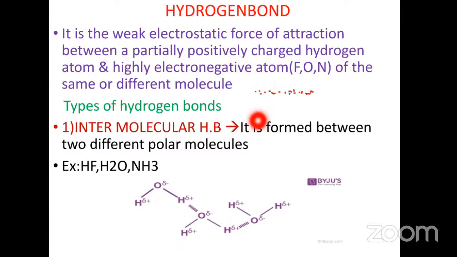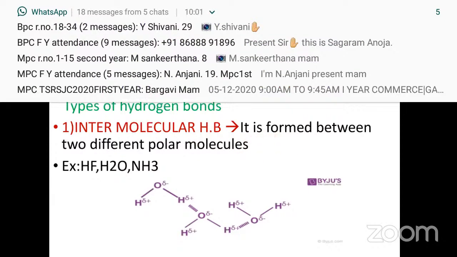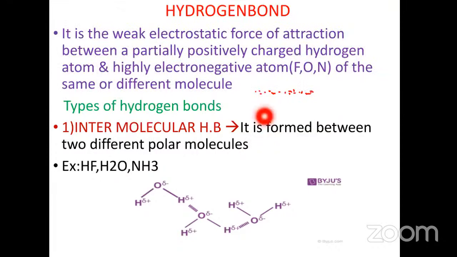Generally, the hydrogen bond is denoted with dotted lines. Now, let us discuss intermolecular hydrogen bond. It is formed between two different polar molecules. That means it is formed between two different molecules of the same substance or different substances. What is the intermolecular hydrogen bond? The bond formed between two different molecules of the same substance or of different substances is known as an intermolecular hydrogen bond.